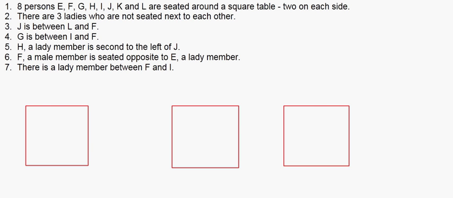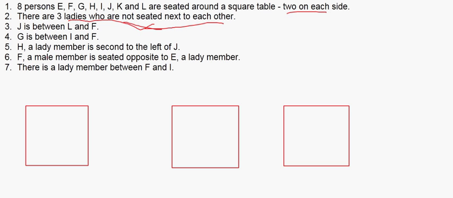So let's do it. 8 people. These are the names: E, F, G, H, I, J, K, L, are seated on a square table, 2 on each side. 3 ladies are there, right? Who are not seated next to each other, right? So they are not seated next to each other.